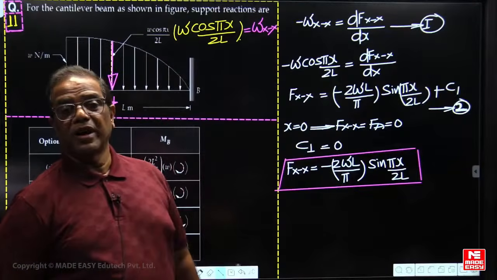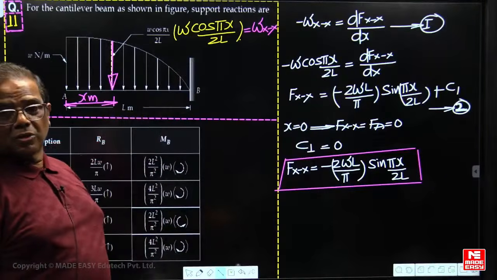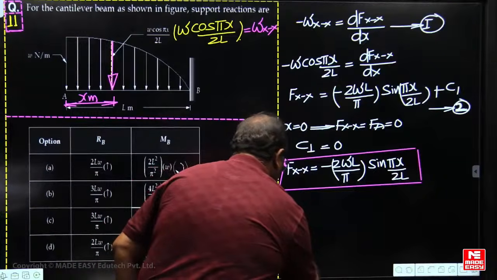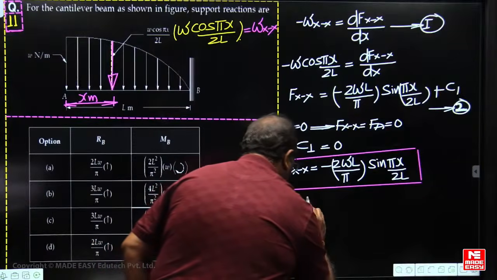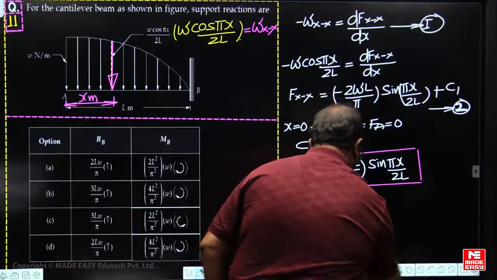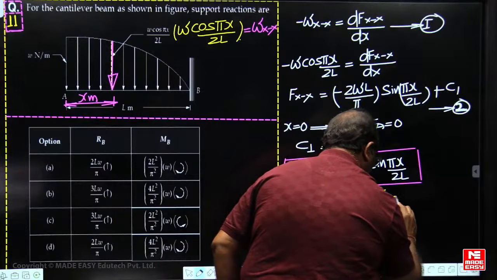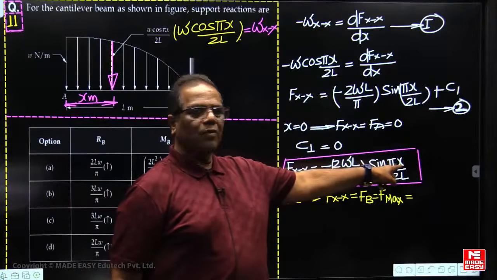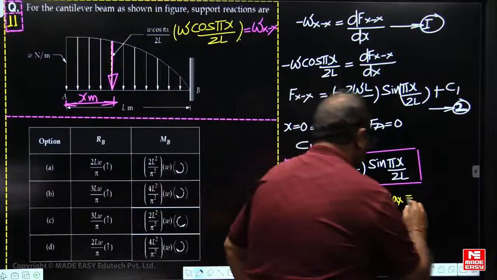Now from this one, you can find out the maximum shear force, where the question is asking about a vertical reaction. That vertical reaction is equal to the shear force. So this is the maximum shear force, at x is equal to 0 or x is equal to L. Now x is equal to L. So this value is what? Sin pi by 2. Sin pi by 2 is what? 1. So this value will be what now?